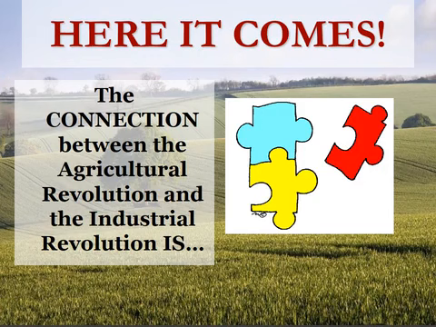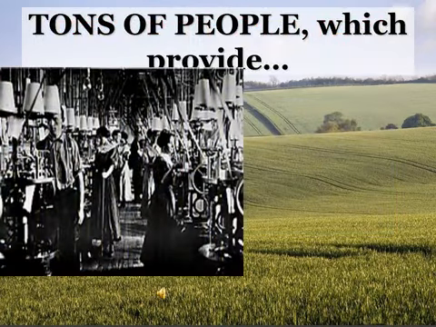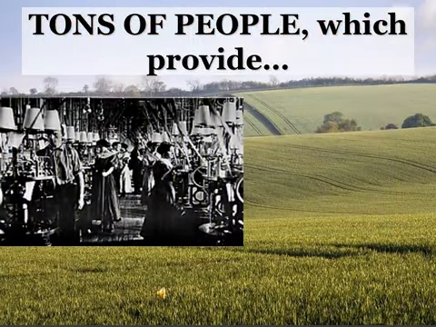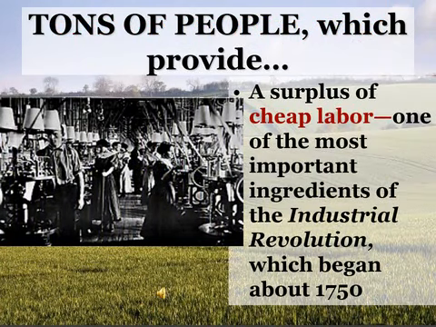The connection is tons of people, which provide plenty of cheap labor. You can pay those people in the factory you're going to start up, you can pay them below Walmart wages. You can even pay them less than Lucia Mar teachers because there's so many of them. And cheap labor, cheap and plentiful labor, is one of the most important ingredients to sparking the Industrial Revolution in England, which begins, again, roughly 1750 and really takes off about 1800.